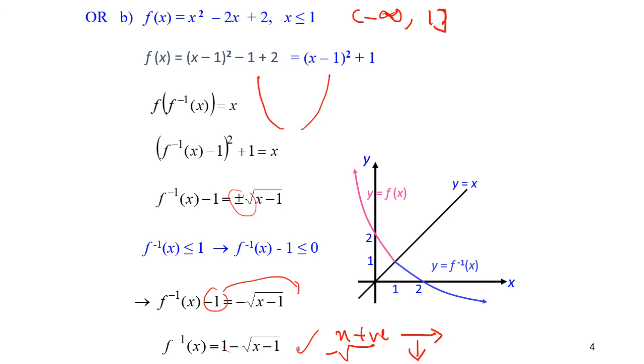Then check the symmetry between the original f and its inverse f. They should be symmetric to each other. So that will be our graph for the second possibility of the inverse function.